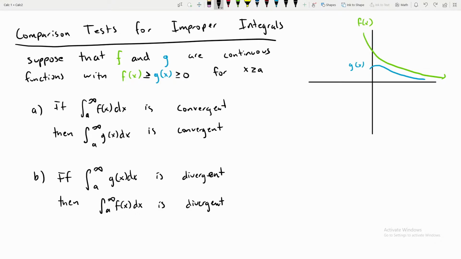And we can apply the same logic to part B. So that means if the integral from a to infinity of g of x is divergent, then the integral from a to infinity of f of x is divergent, meaning if the smaller integral is divergent, then the larger integral can't be convergent. It must be divergent, because the larger integral is kind of made up of these smaller ones. So f of x is sort of made up of g of x, in a sense. So if g of x is already divergent, then there's no way that f of x can be convergent. So it must be divergent.